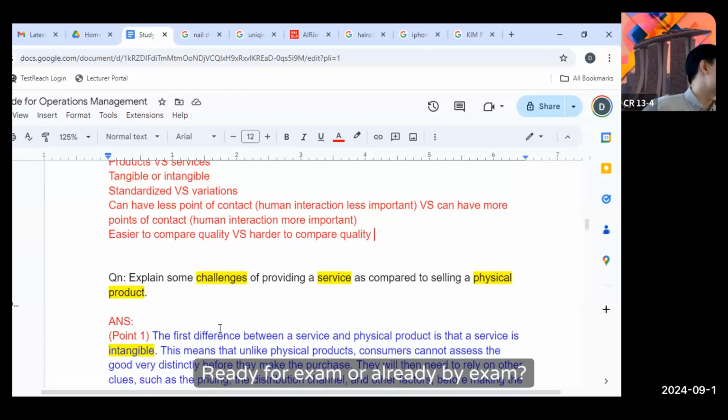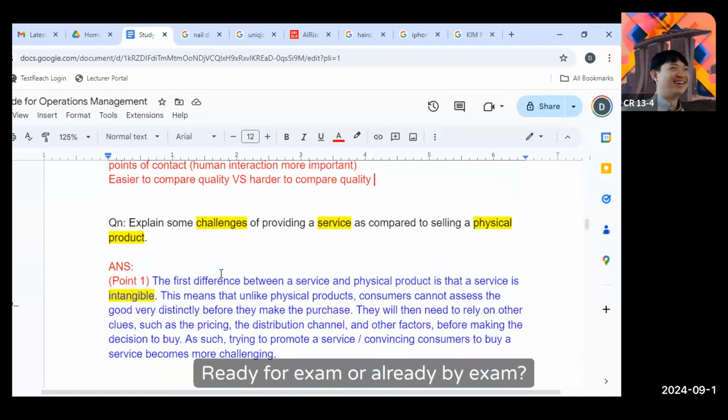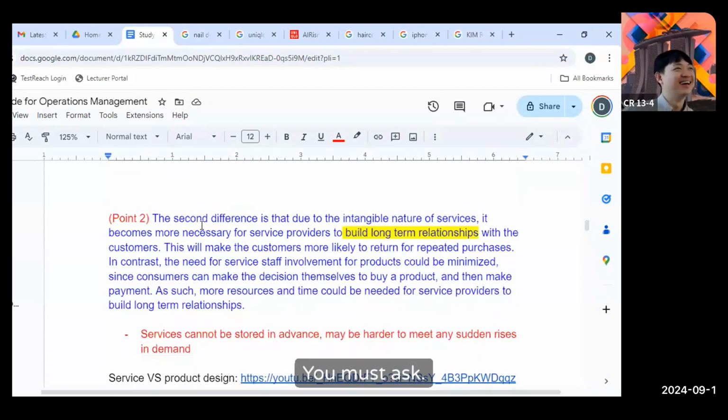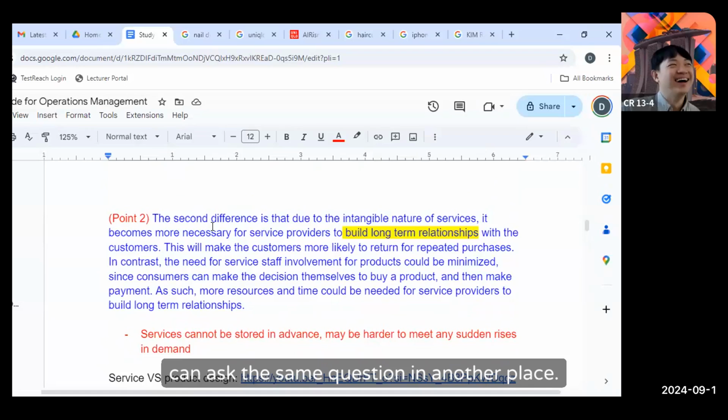Ready for exam. All ready for exam. Yeah, because it came out here, so you cannot ask the same thing. You must ask it in another place, it's unfair. Ask the same question in another place.